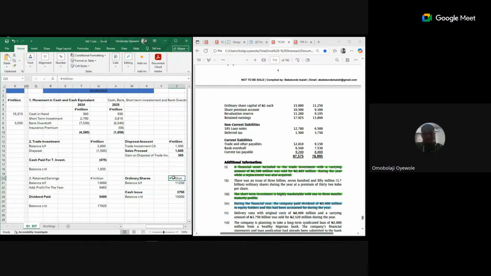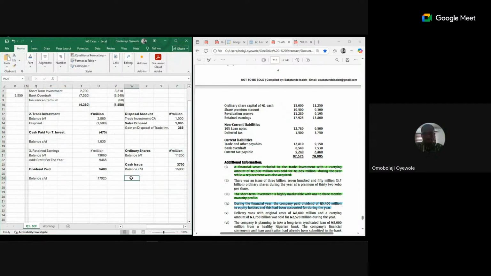So this represents the cash issue. It means that the shares were issued at a premium as a result of what? The increase in the ordinary share during the period was as a result of the new issue of what? Shares. So the same thing, let's do our share premium as well.